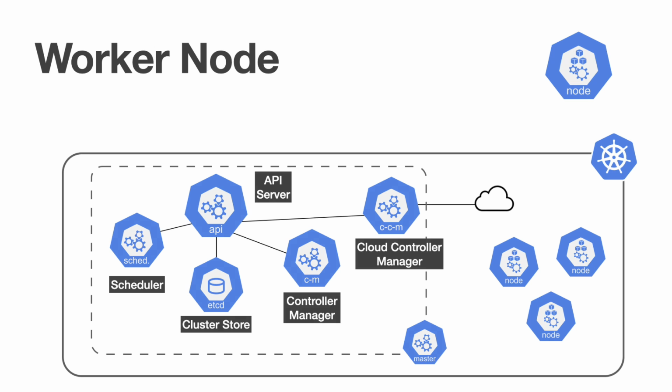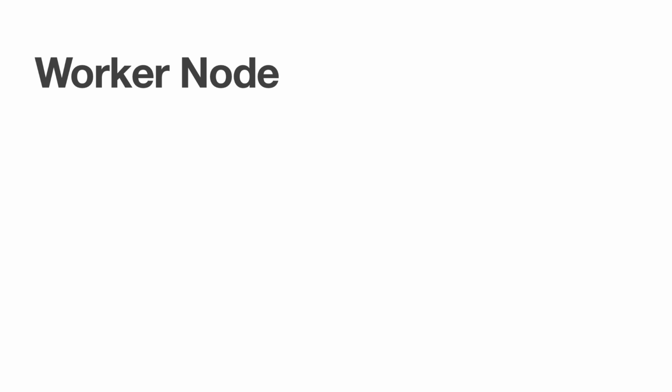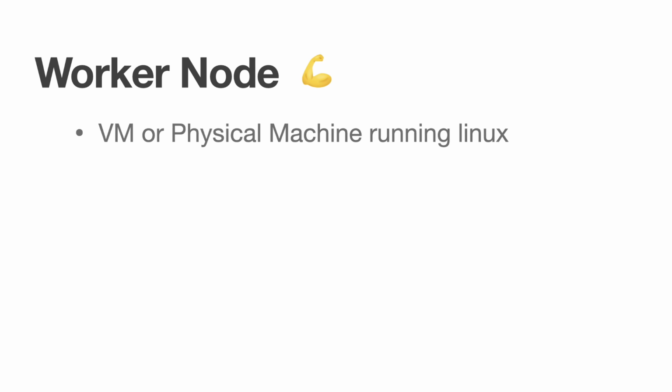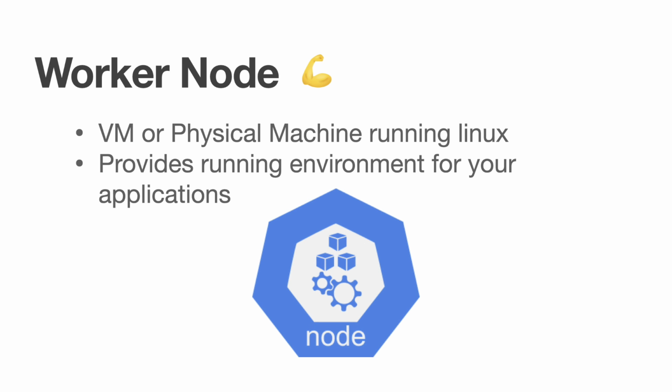So you've learned about the control plane and master node. Now let's focus on the worker nodes. As I said before, the worker nodes are where the heavy lifting happens. The worker node is a VM or a physical machine, often running Linux. It provides the running environment for your applications. So this is our worker node, and inside we have the applications. Right here we have a pod, and you're going to learn about pods later, but for now, you can think of a pod as a container in the Docker world.